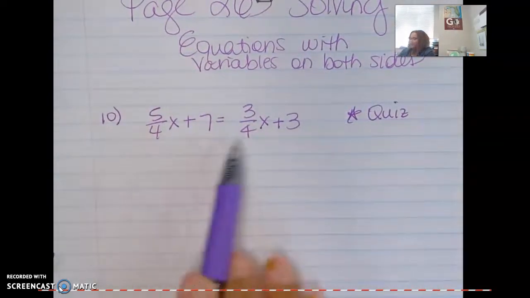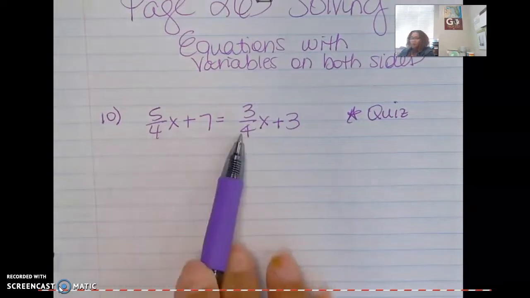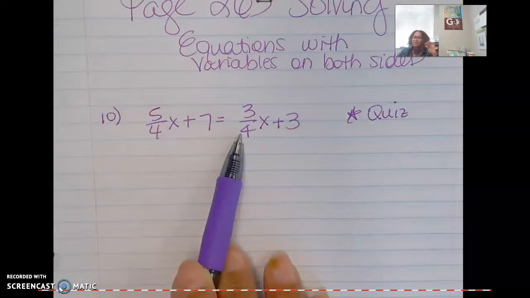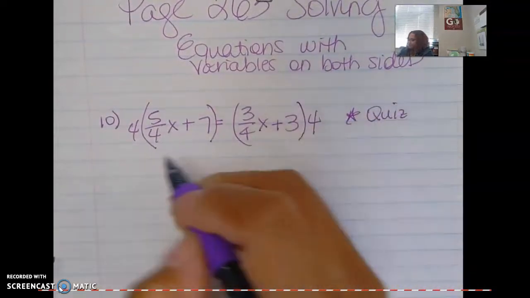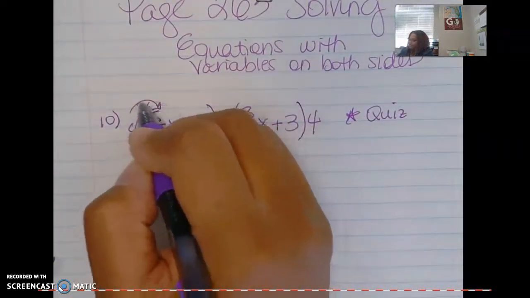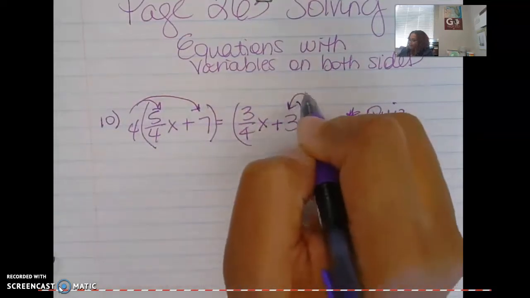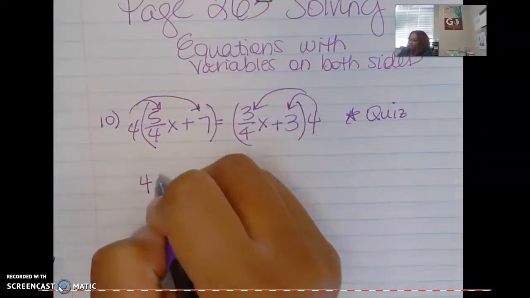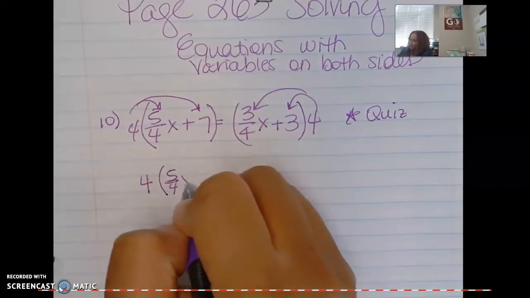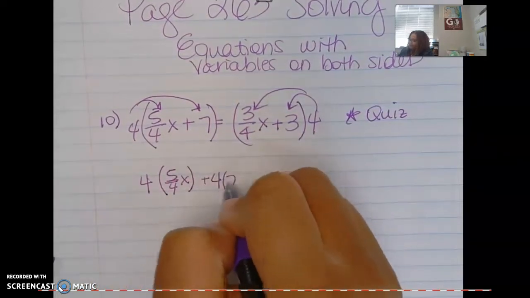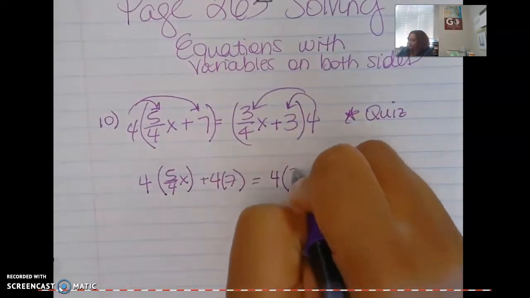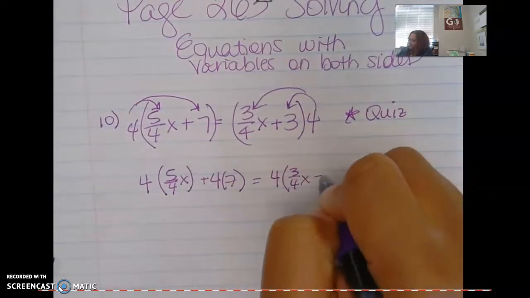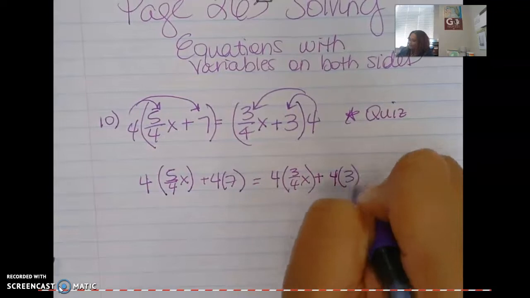So if this were 5/4 x and 3/4 x, the common denominator here is 4. And then I'm going to go over another question where the denominator isn't common and you have to find it. So I'm going to multiply by 4 on both sides. And these will get multiplied by 4 and 4. So what this looks like is 4 times 5/4 x plus 4 times 7. Everything is getting multiplied by 4 equals 4 times 3/4 x plus 4 times 3.